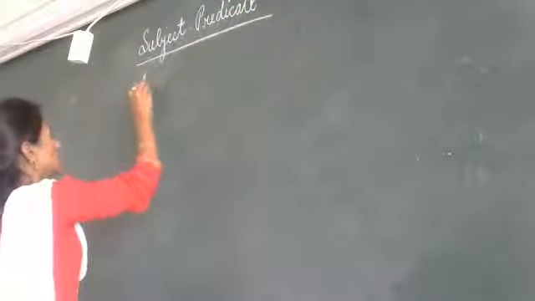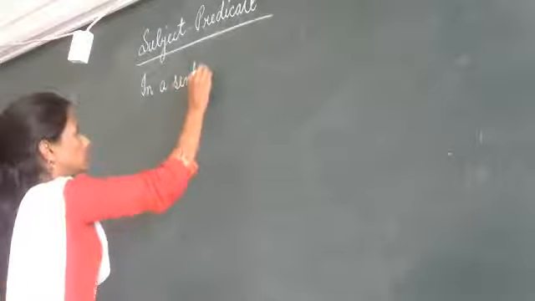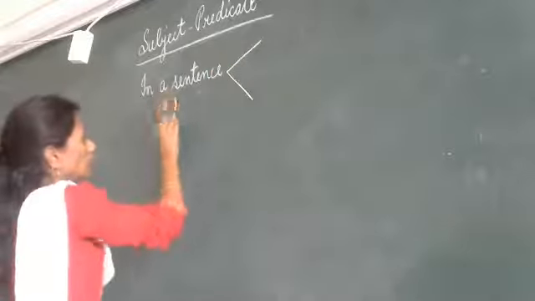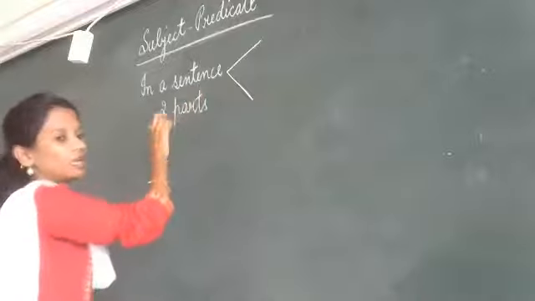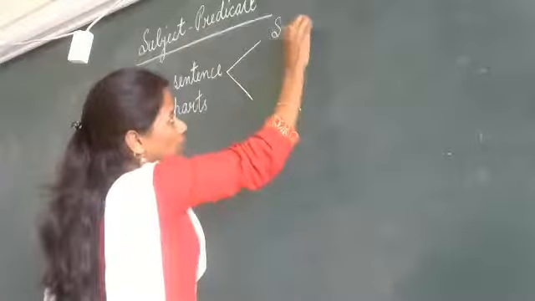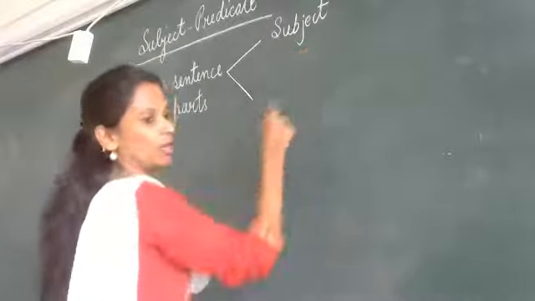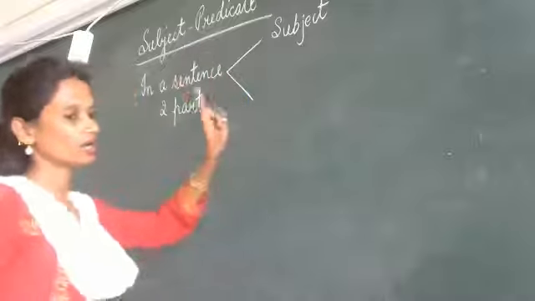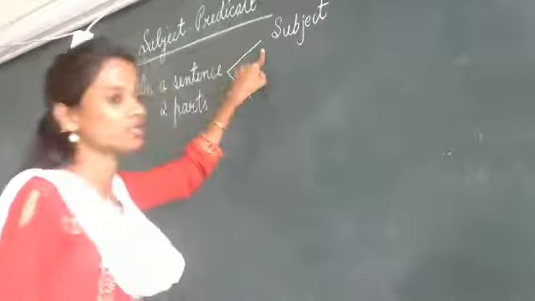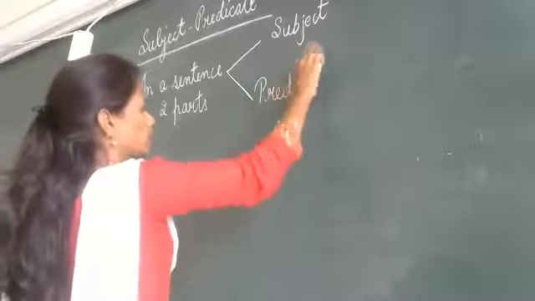In a sentence we have two parts. Whatever sentence we write, it has two parts. The first part of the sentence is called the subject and the second part is called the predicate.